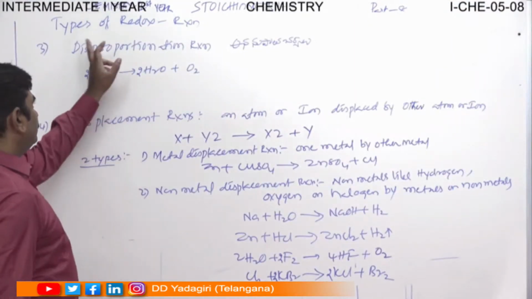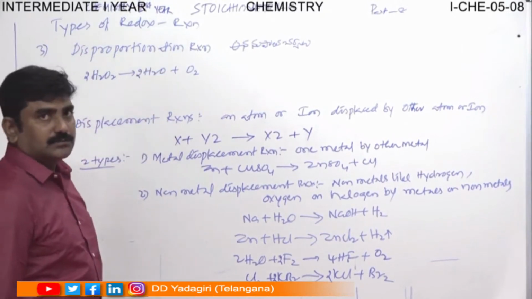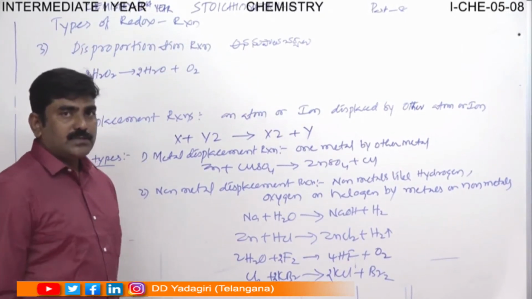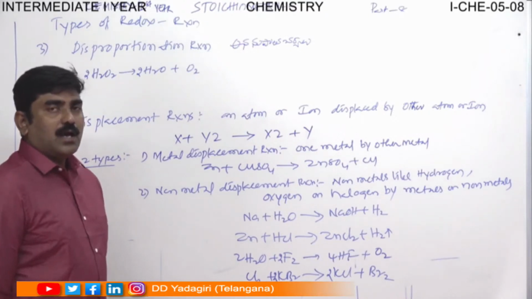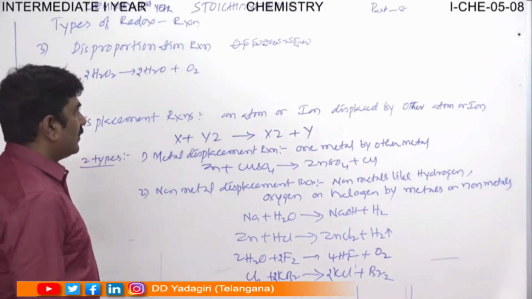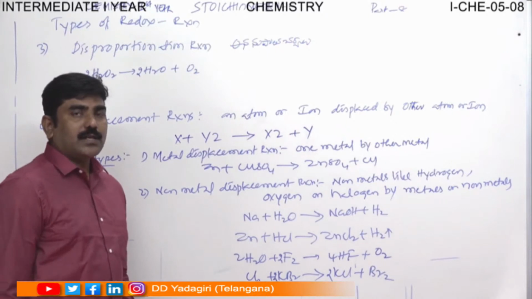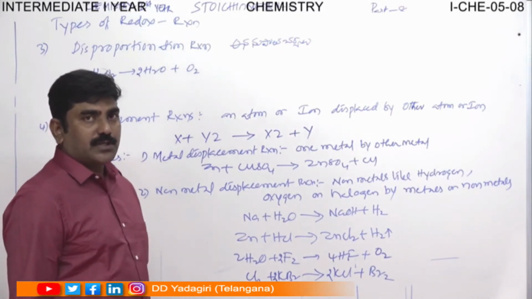So third type, disproportionation reaction. The same element undergoes oxidation and reduction. That type of reactions are called disproportionation reactions.